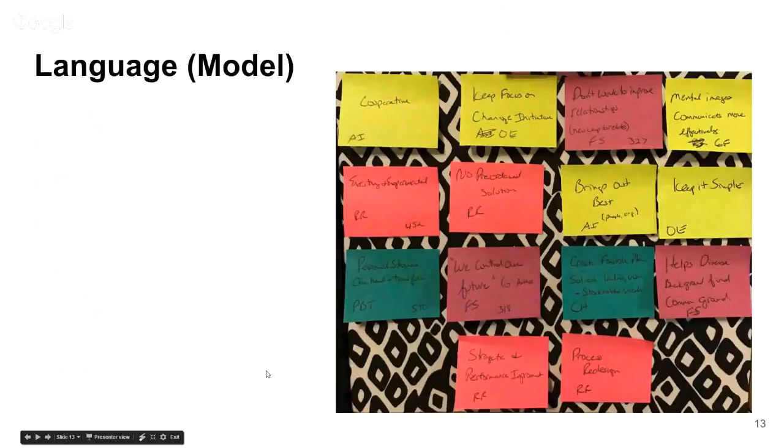The language and model. To describe this, you need to look for their keywords. Are there labels or visuals that were used? How is it packaged? And how do they describe it?